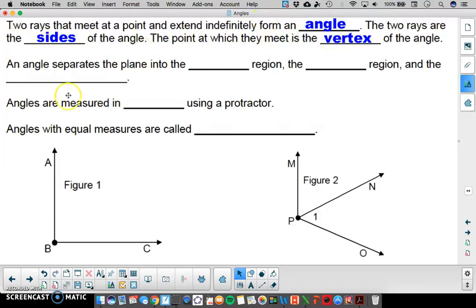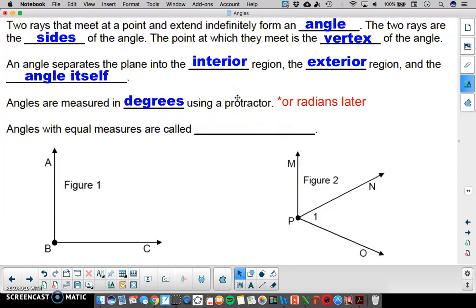An angle separates the plane into three regions: the interior region, which is inside the angle, the exterior region, outside the angle, and the actual angle itself, all the points on each one of those rays. We measure angles in degrees using a protractor, and later in our course we'll talk about measuring angles in radians. Angles with equal measures are called congruent angles. Remember, we can say that the objects are congruent, but the measures would be equal.